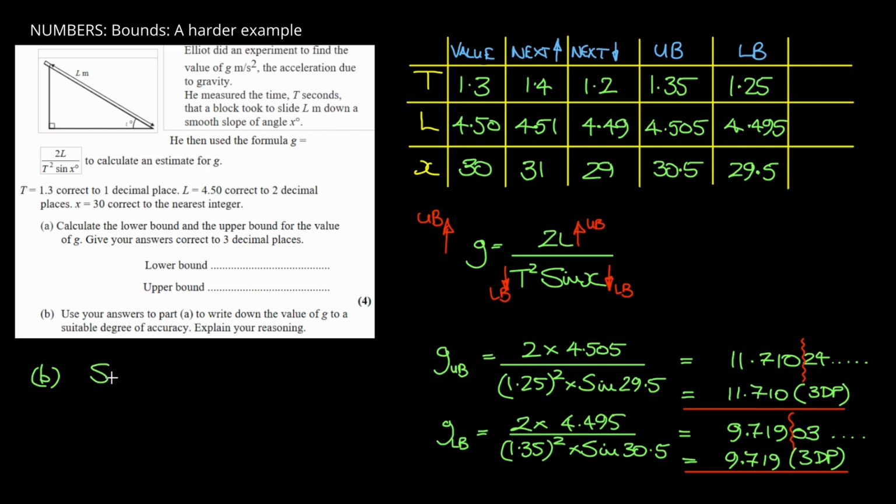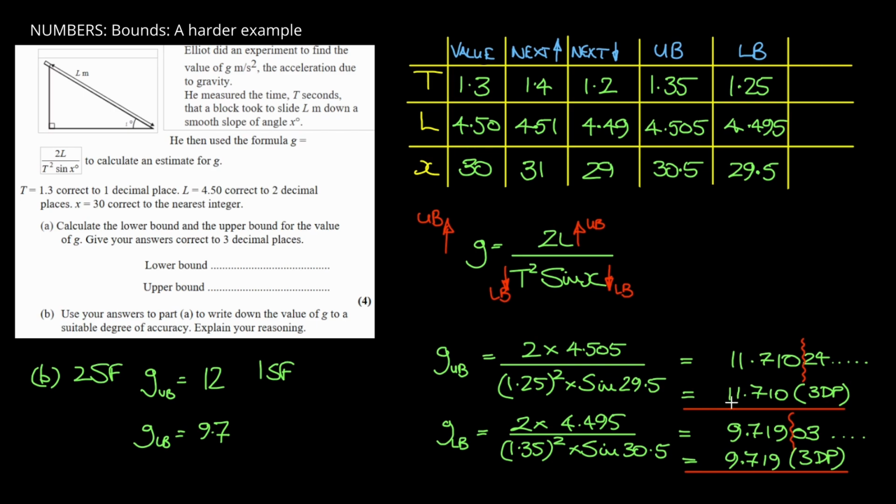So let's try two significant figures. G upper bound, to two significant figures, only two figures are recognised, so these two are the only ones we're going to use. But because we've got a 7 here, we have to round up, so g would be 12. And the lower bound, g would be equal to two significant figures, 9.7. So there's still no agreement. Let's try one significant figure.